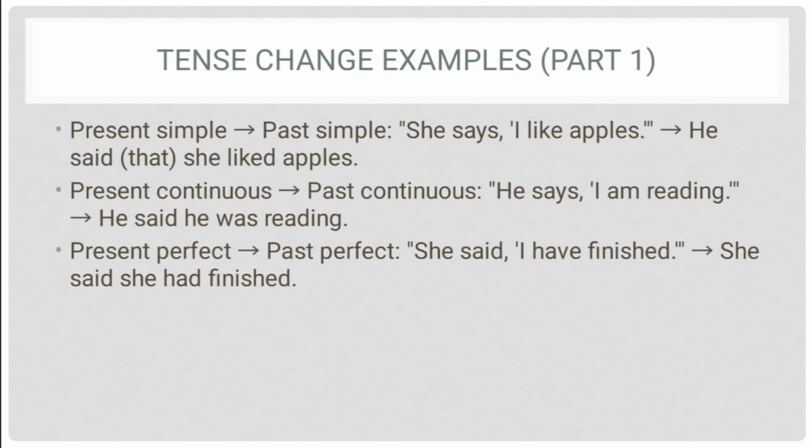Tense change examples. Let us see some examples of tense changes. Present simple changes to past simple. For example, she says, "I like apples." In indirect speech, she said that she liked apples. Present continuous changes to past continuous. "I am reading" becomes he said that he was reading. Present perfect changes to past perfect. "I have finished" becomes she said that she had finished.